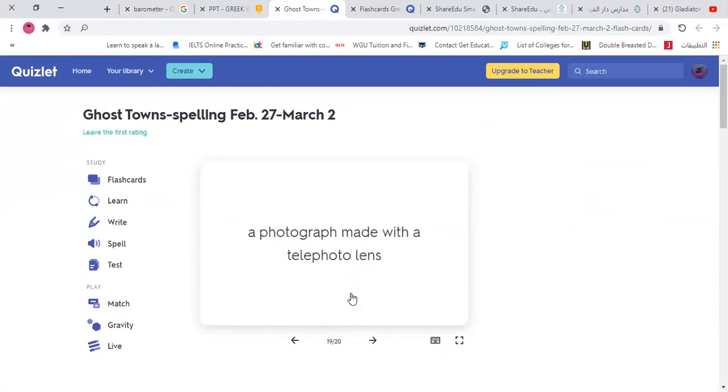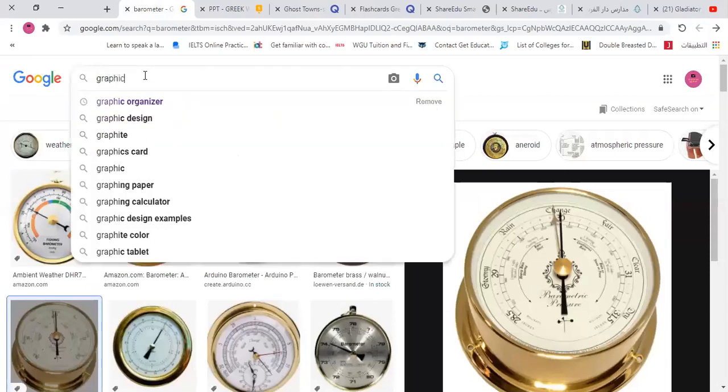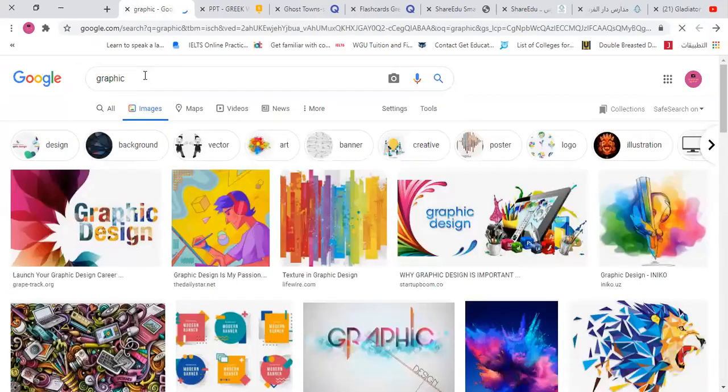Telephoto. Telephoto is a photograph made with a telephoto lens. It's made with a special lens. Graphic, it means what? Evoking lifelike images within the mind. Graphic, which means something that you are drawing with your own hands.